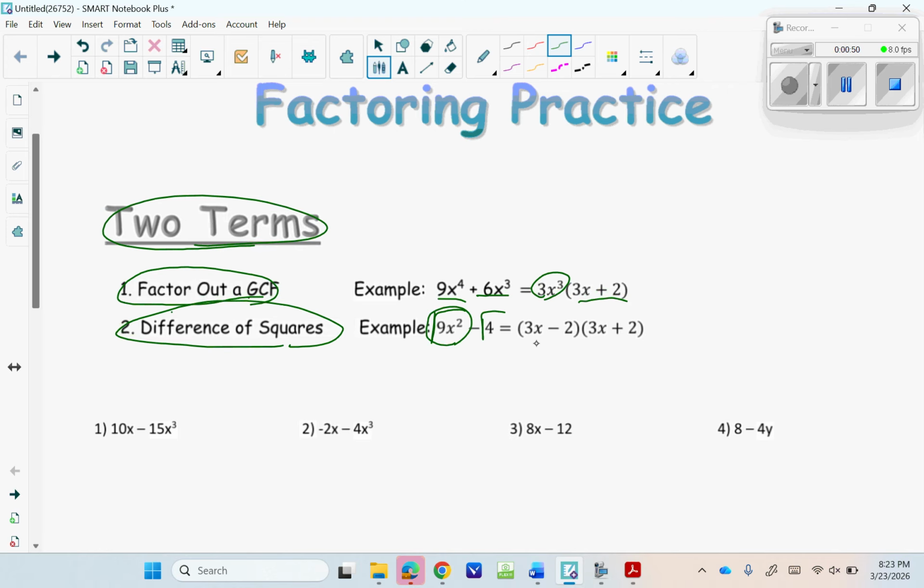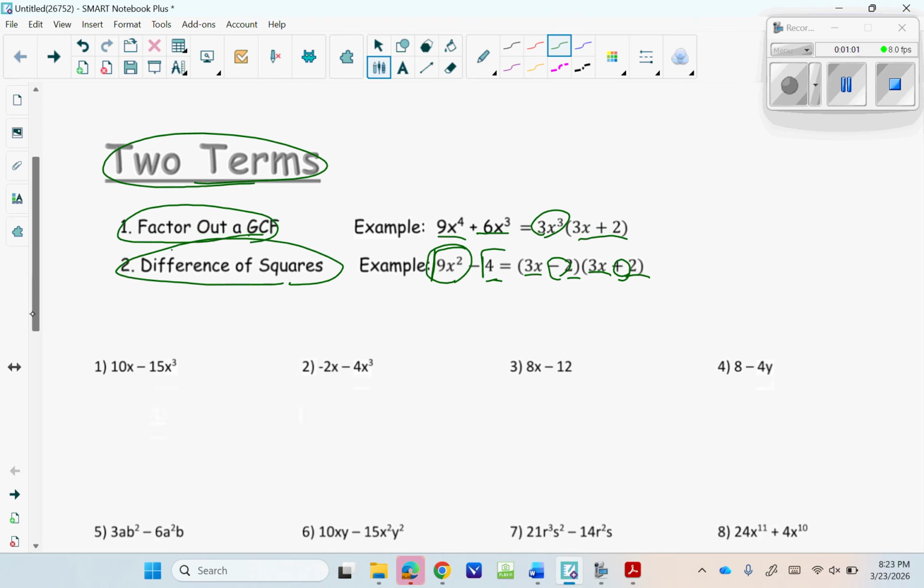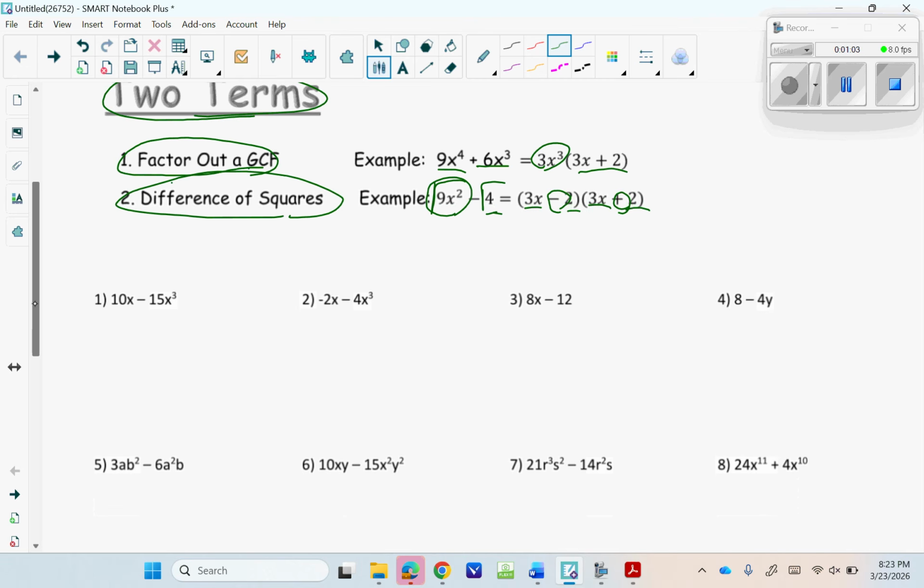So the square root of 9x squared is 3x, so that goes there. And the square root of 4 is 2, that goes there. Notice that 1 is minus and 1 is plus. Okay, so as we go through here, I'm not going to do all of these, but I will target a couple that I feel would be good to know for the test, and then I'll give you the answer key for the rest.